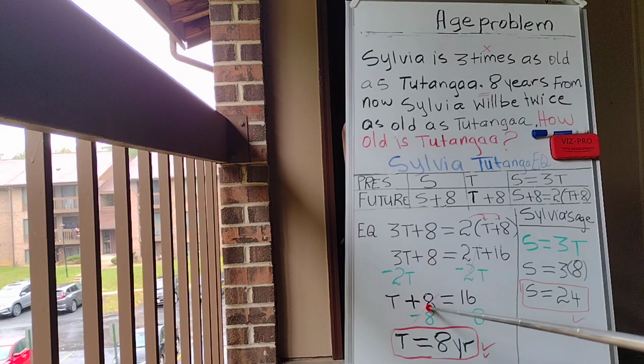Now again, we want to take the 8 to the right side, and if we do that, of course, it will change the sign. It will be a negative. And if we subtract 8 from 16, it will be 8. Finally, we find the age of Tutanga. Tutanga right now is 8 years old.